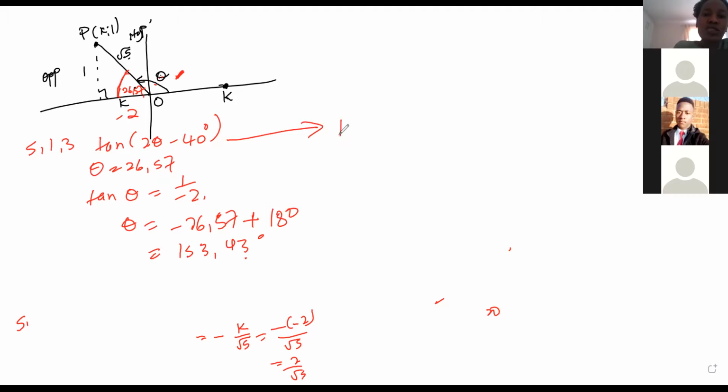Then for us to calculate this using a calculator, theta is 153.43, times 2 minus 40, then tangent of that. That is giving us 18.29. Let me just see if that's correct. Yeah, 18.3 degrees. Okay, so that is that. Then 5.2.